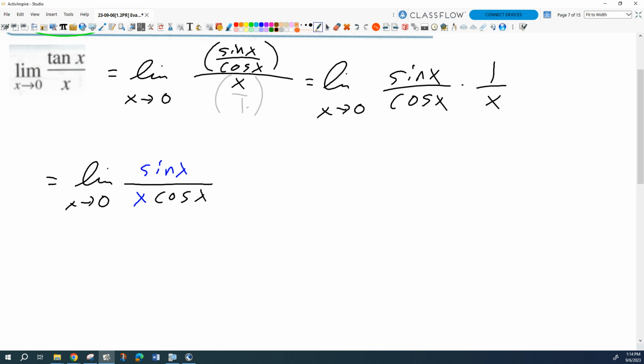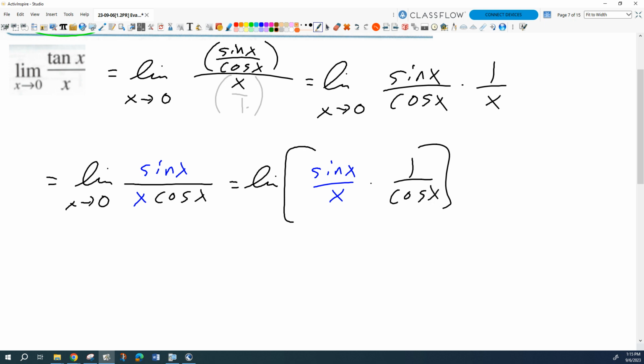Yeah, look what I could do. I could split this up into a product of, so I've got the limit of sine x over x times 1 over cosine x as x approaches 0, okay? Okay, this takes us back to some properties of limits.